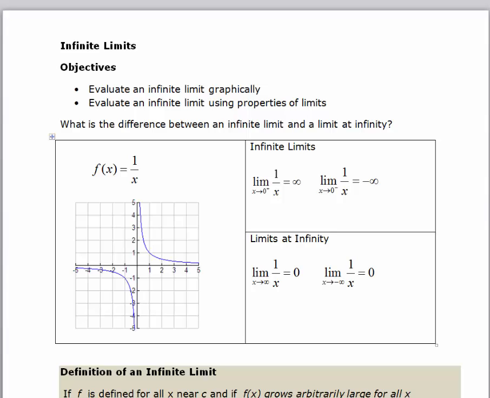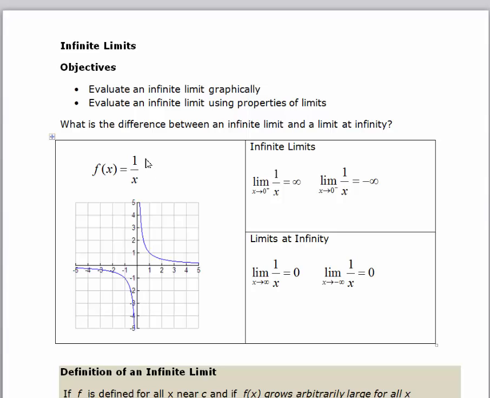In this lesson, we're going to look at infinite limits, and we'll look at them graphically, and we'll also evaluate them using the properties of limits. But before we even talk about infinite limits, I want to look at the difference between an infinite limit and a limit at infinity. These are two different types of limits that you're going to learn about. And so the best function to display the ideas of infinite limits versus limits at infinity is the basic rational function f of x equals 1 over x.